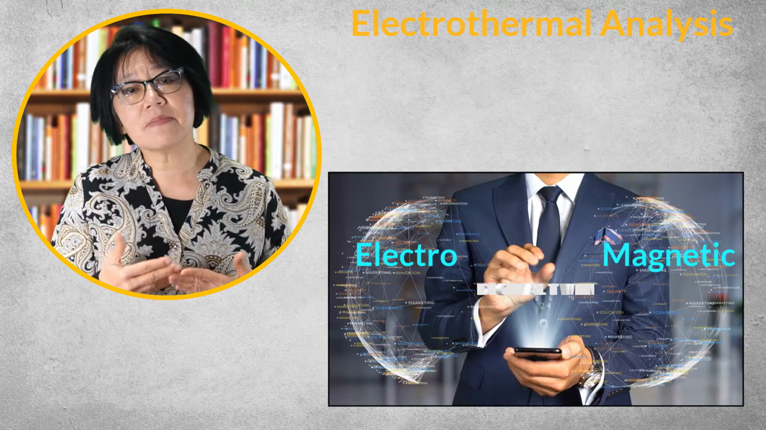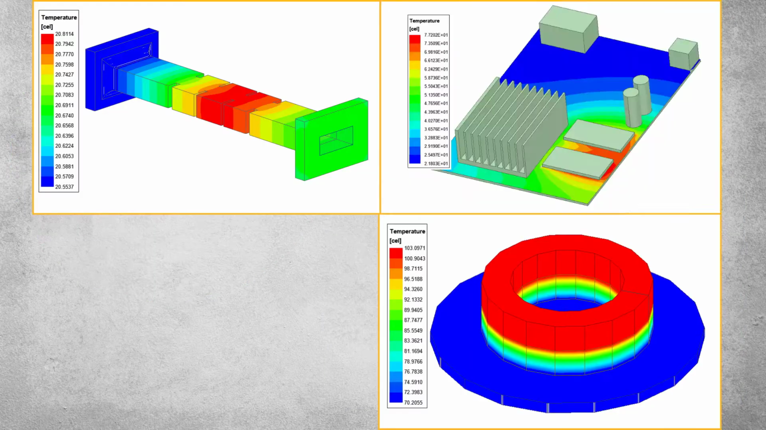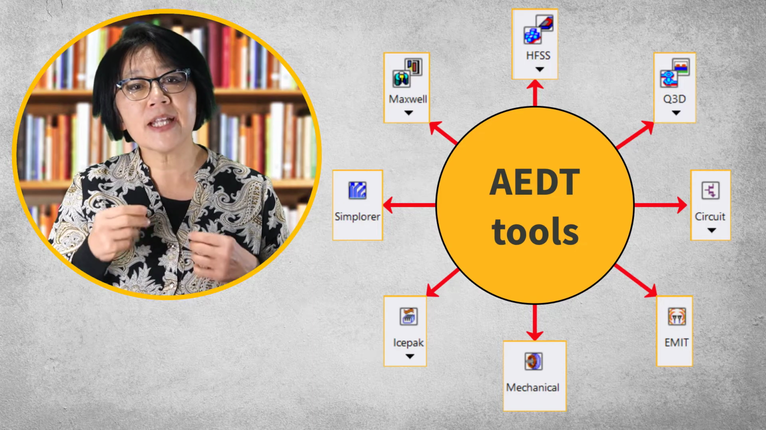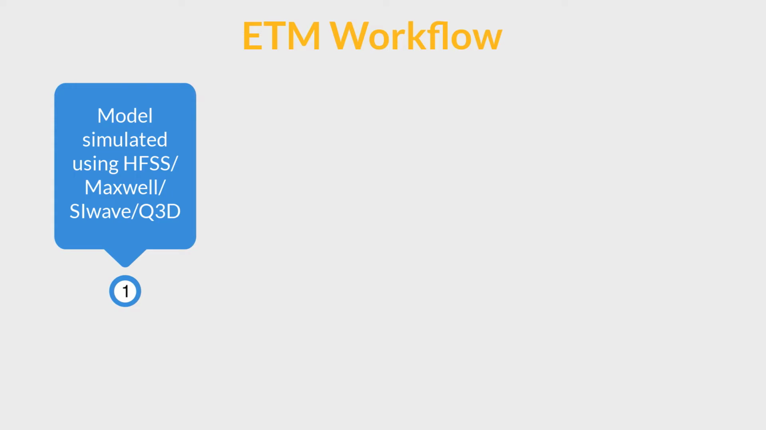An electromagnetic simulation, a digital twin, allows us to identify the sources of heat and also to calculate the amount of heat that's generated and the electrical losses due to the temperature change on that model geometry. And our Ansys EM tools help engineers to visualize the transfer of heat inside the design, giving insights on the performance over temperature. An ETM workflow can be as follows. First, simulate your model design using HFSS or Maxwell or SIwave or Q3D to determine where the current is flowing, and then calculate the EM power loss.